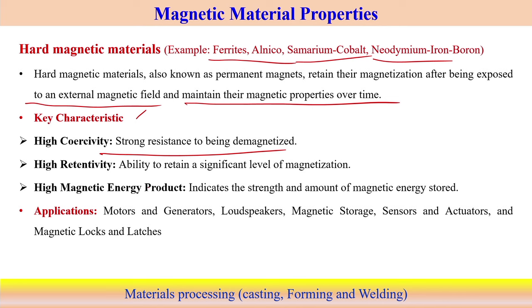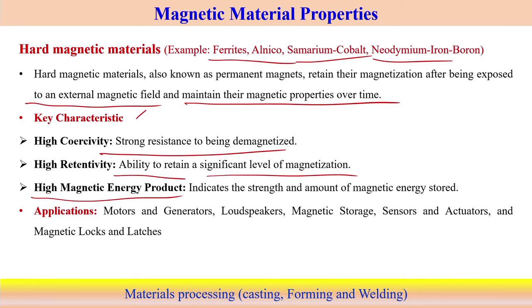It also has high retentivity, the ability to retain the magnetic field, a significant level of magnetic field can be retained in the case of the permanent magnet. It means that the permanent magnet has high retentivity. Similarly, it has a high magnetic energy product, which indicates the strength and the amount of magnetic energy stored.